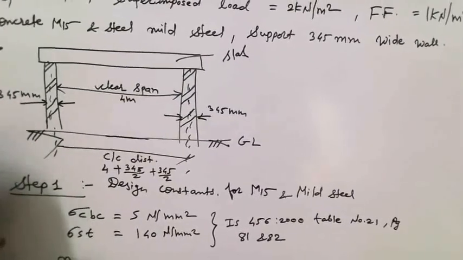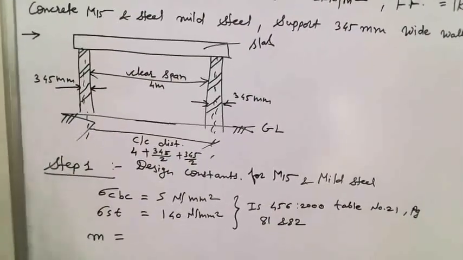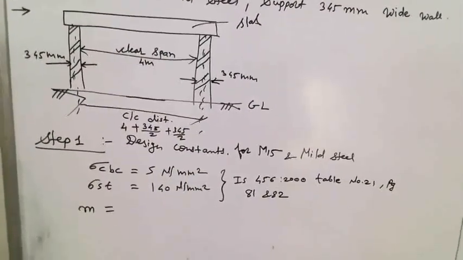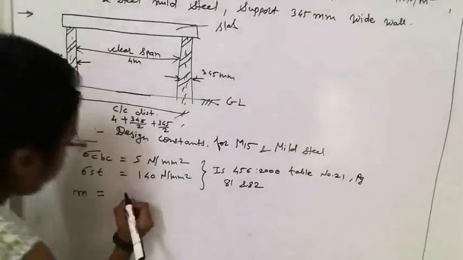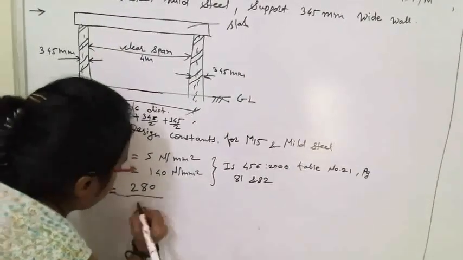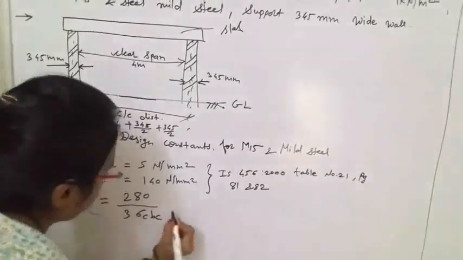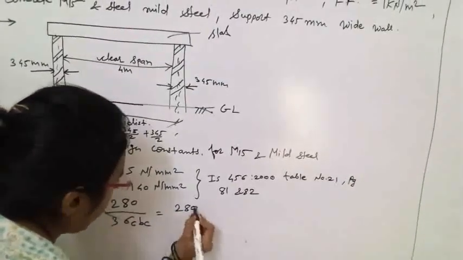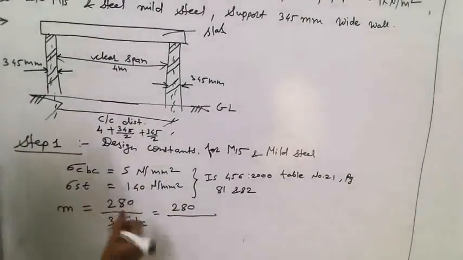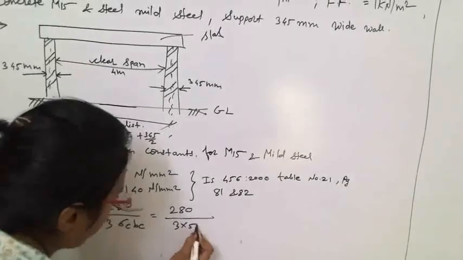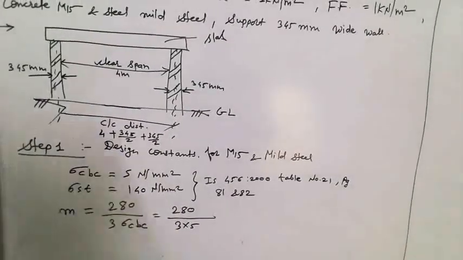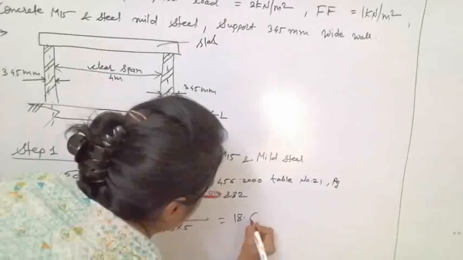Let's resolve next the modular ratio. What is the formula for modular ratio? 280 upon 3 sigma CBC. 280, the value of sigma CBC is 5. 3 into 5, how much? 18.66.